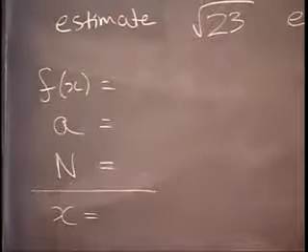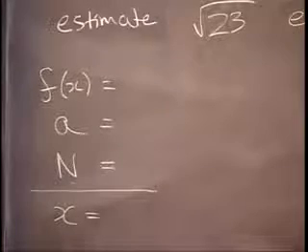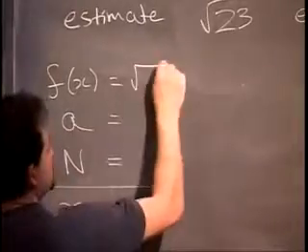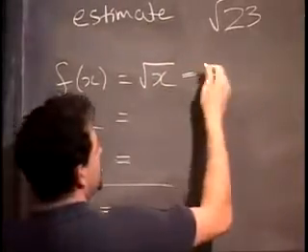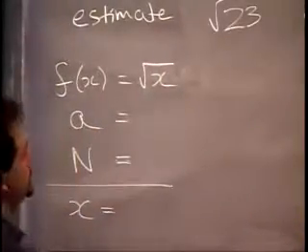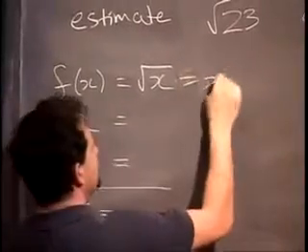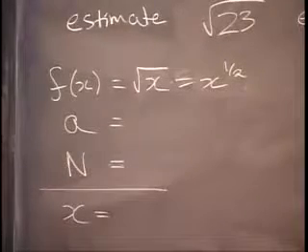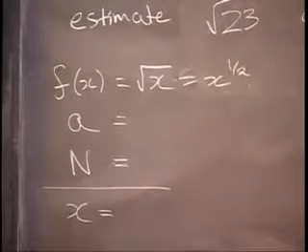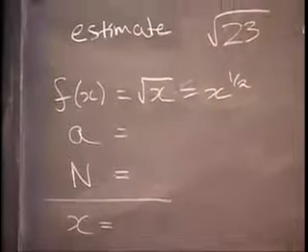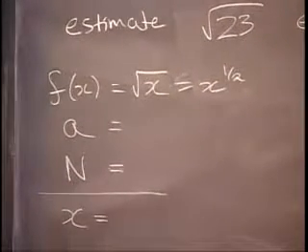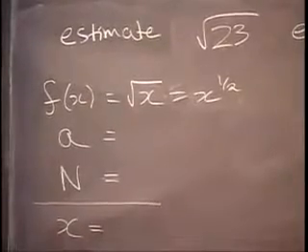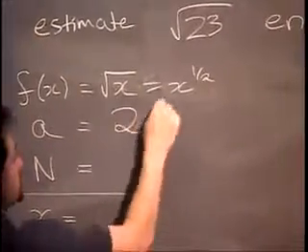Root 23? No, you have to ask, what are you really doing to the 23? You're taking the square root of it. So you have to let f of x be equal to root x, which I'm going to write, well, let's just write it as x to the half. That's easier to differentiate repeatedly. Okay, a should be a number close to the 23 that we can easily take the square root of. Any candidates? 25. Again, you have to pick that yourself.